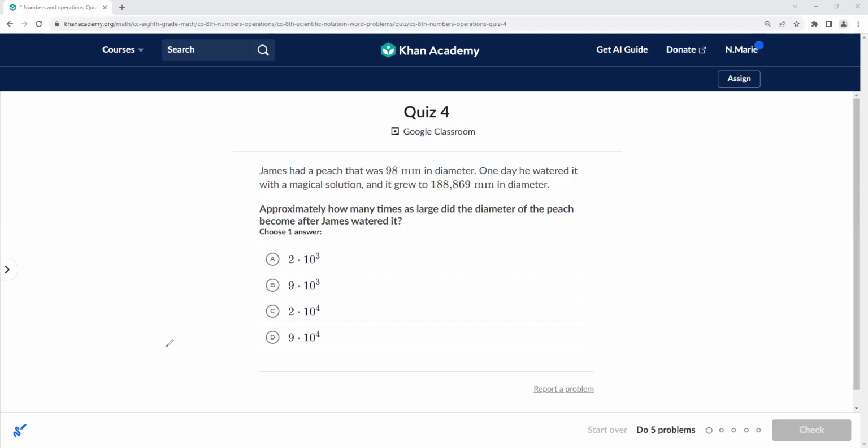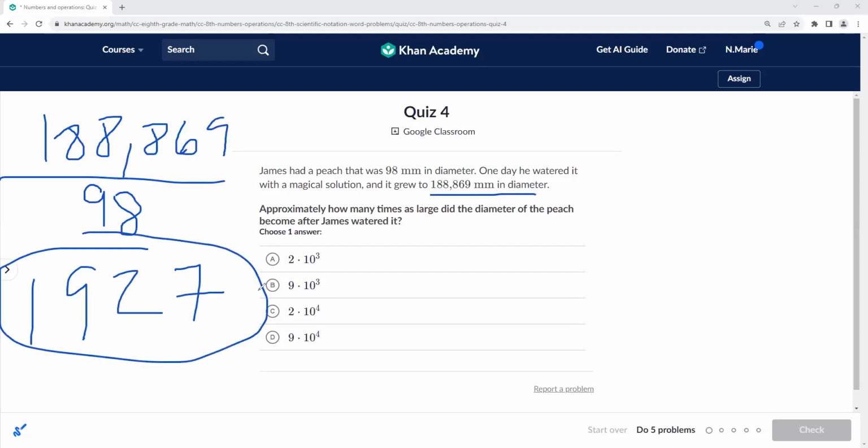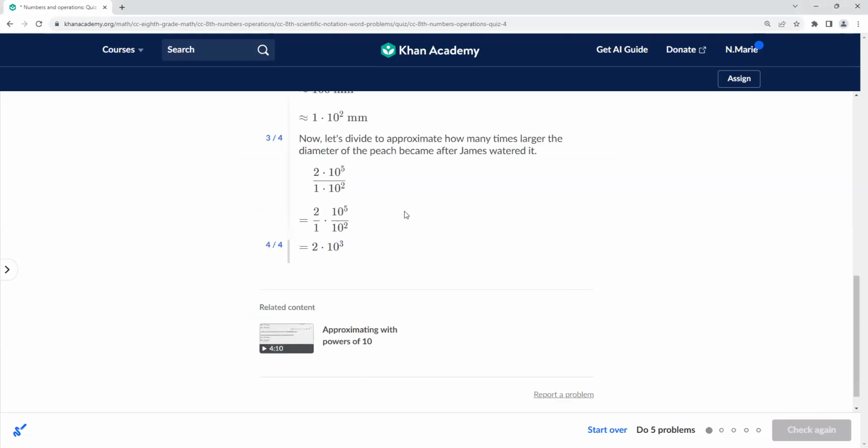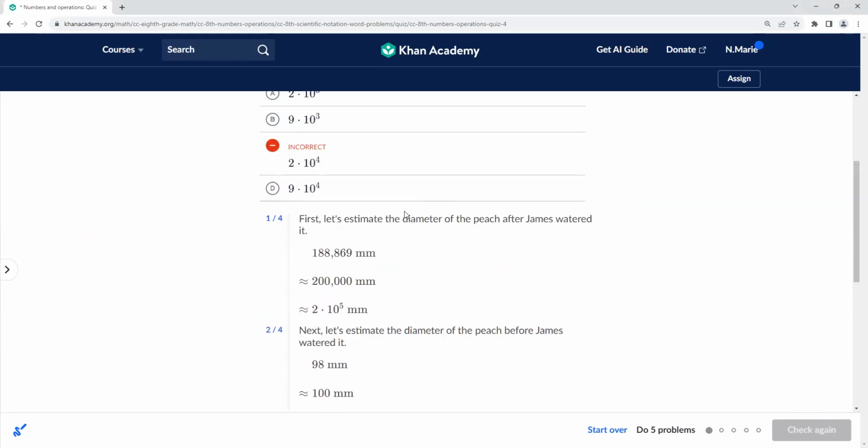Okay, so when I divided this, I got 1927, which rounded to the nearest thousand would be 2000. So that would be 2 times 10 to the 4th. So that's how they would want you to do it. You're just doing approximations. Wait. 10 to the 3rd. Let's see how they did it.